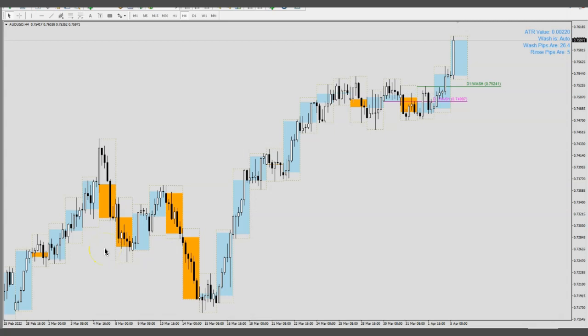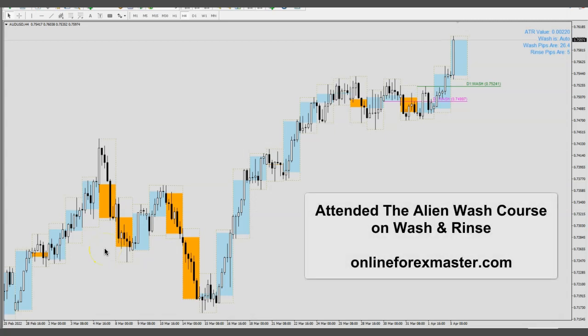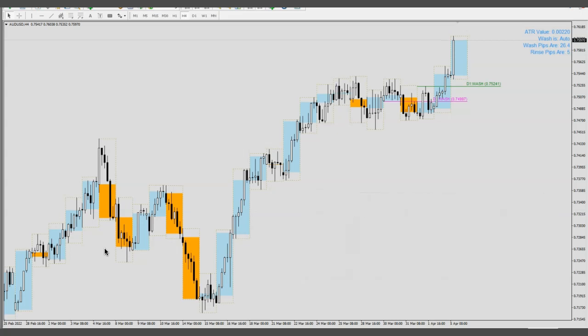If you have attended our Wash and Rinse tour module 1, and that's for free at Online Forex Master, you know that we color code our lines and we trade using wash and rinse. So what is wash? Wash is a move that's the opposite of the direction and usually in an extreme manner. Then rinse would be where it resumes back to that original move that you intentionally wanted.